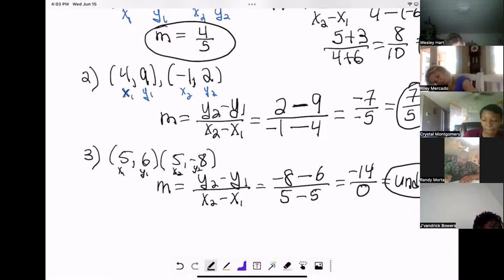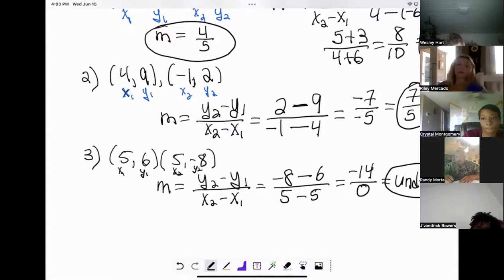Now, I'm going to go a little bit ahead of what we usually have to do right now, because I want to show you something. I want you to tie this all together now. Undefined slope. Okay, so that means it's not a function. That means it doesn't pass a vertical line test. And that means it has to be a vertical line. How do I know that? Look at the X. Aren't both the X's 5?